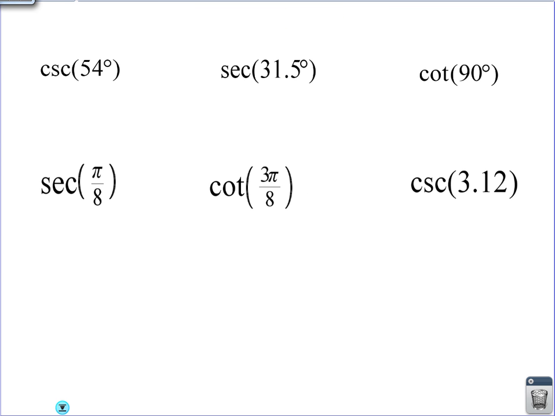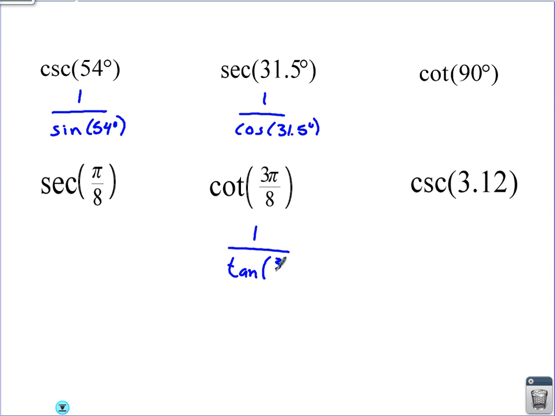We're not going to go through all these, but let's do a few of them. These are not your common ones, right? If you want to find out the cosecant of 54, you would type that into your calculator. Since cosecant is the reciprocal of sine, you would type it in as 1 divided by the sine of 54. The secant of 31.5, you would type in as 1 divided by the cosine of 31.5. And let's just do one of these down here. The cotangent, you would type in as 1 over the tangent of 3 pi over 8.